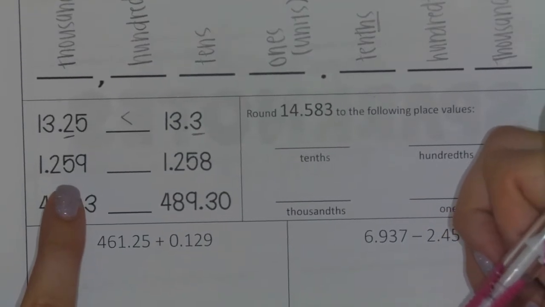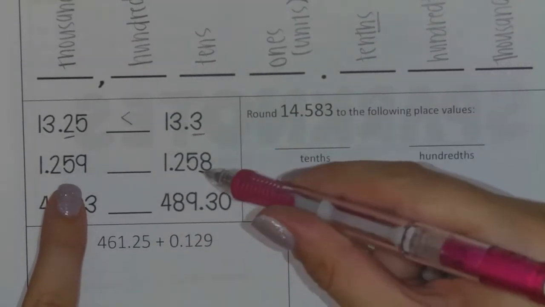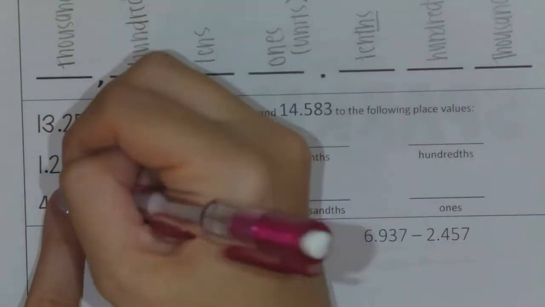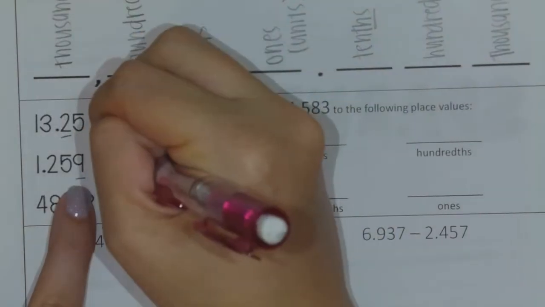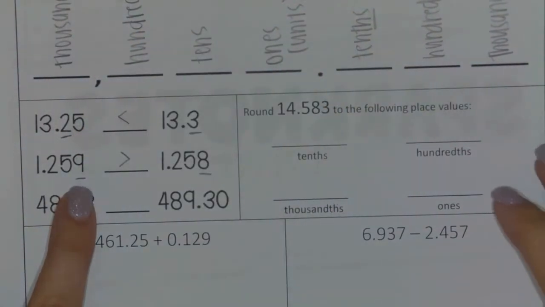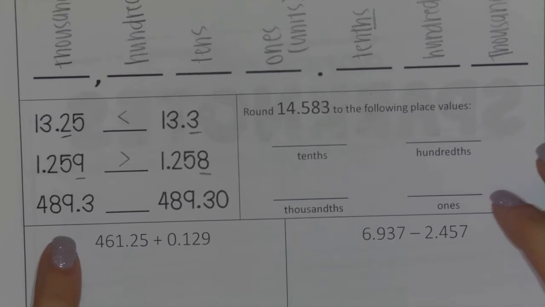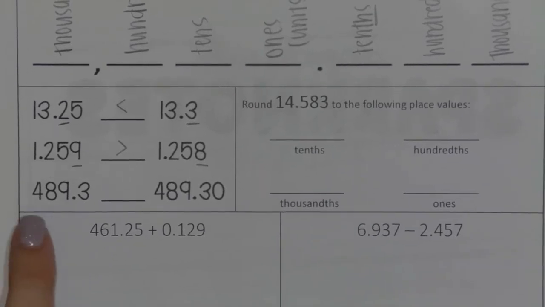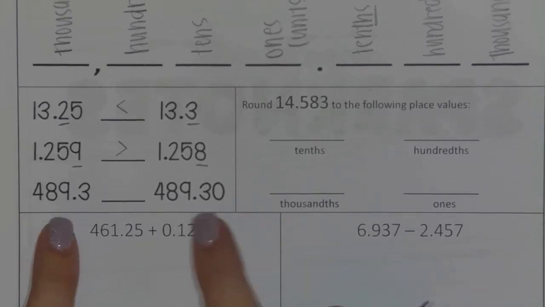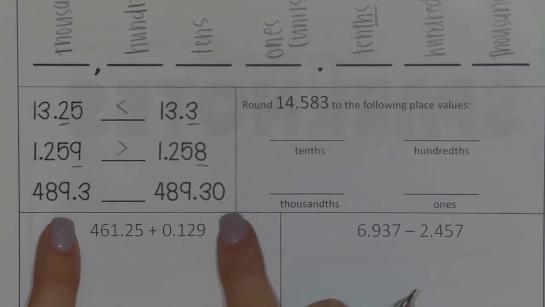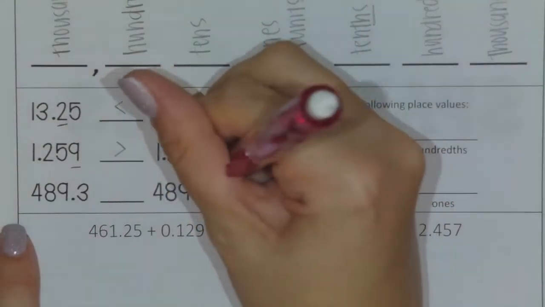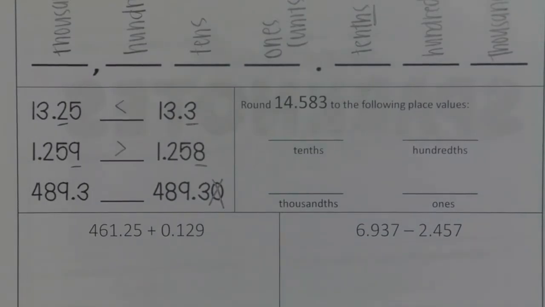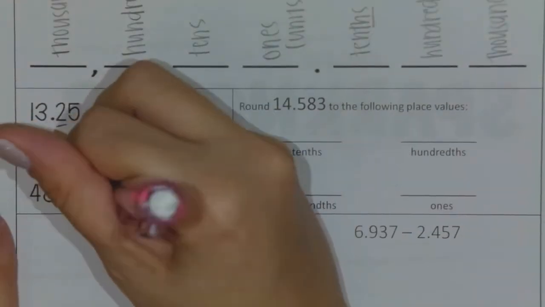Our next 2 numbers, 1 and 259 thousandths and 1 and 258 thousandths, are different in the thousandths place. 9 is bigger than 8, so 1 and 259 thousandths is greater than 1 and 258 thousandths. And then last but not least, 489 and 3/10 and 489 and 30 hundredths. Now, this 0 over here, if I got rid of it, it's not going to change the value of this number. It's what we call an unnecessary 0. Once I get rid of that 0, my numbers are the same, which means they are equal.